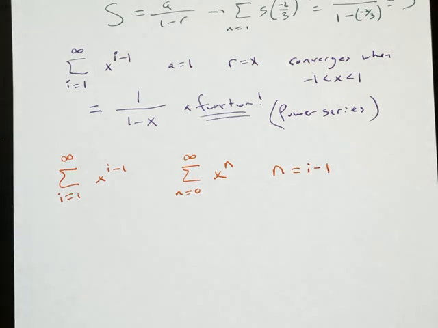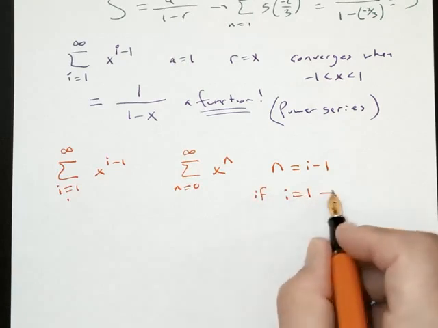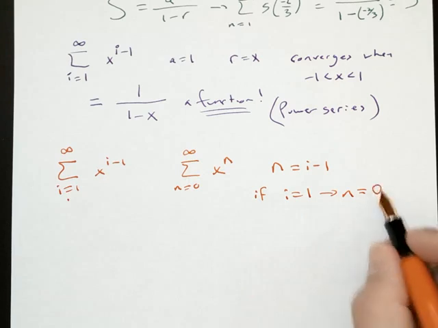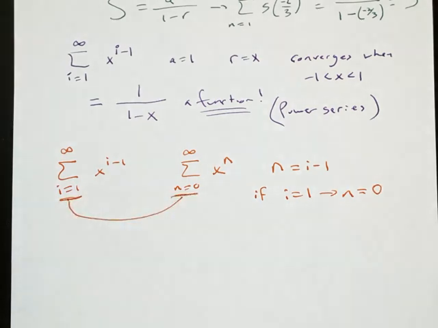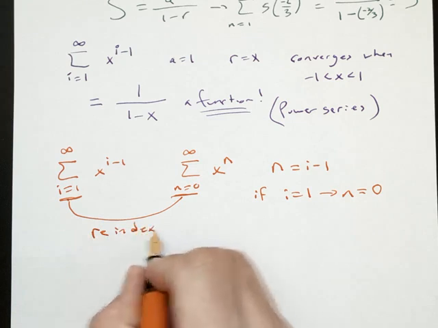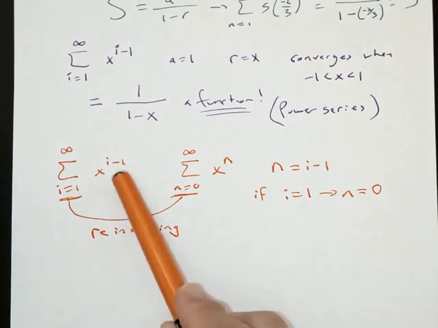Now, just like with U substitution, pass your limit through that equation. If I is equal to 1, what's N? It would be 0. So my lower limit changed. But my upper limit is infinity, and infinity minus 1 is still infinite. So I really only had to change the bottom one. This is called re-indexing. Because sometimes it is more convenient not to have that minus 1 up there.